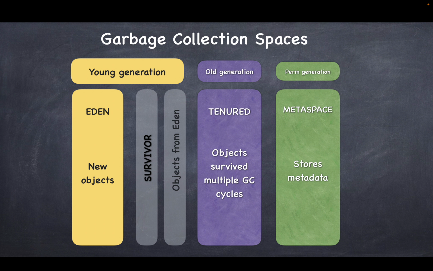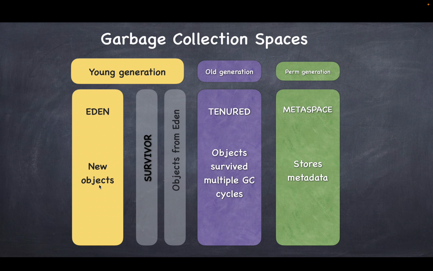Let's now discuss the next interview question. What are the garbage collection spaces, or what are the generations in garbage collection? There are 3 generations in garbage collection: young generation, old generation, and the other one is perm generation. So what is this young generation? In the young generation, we have 2 spaces, which are Eden and the survivor.